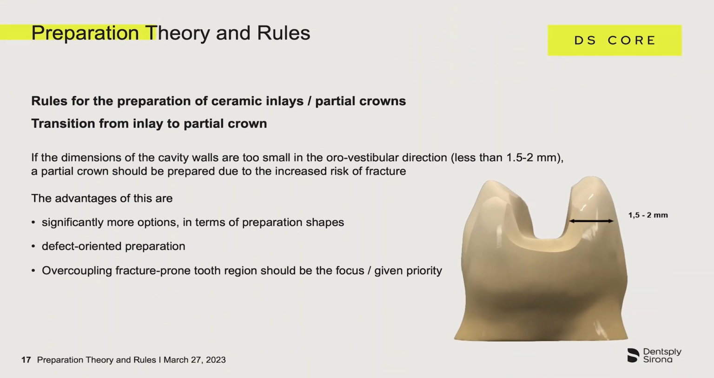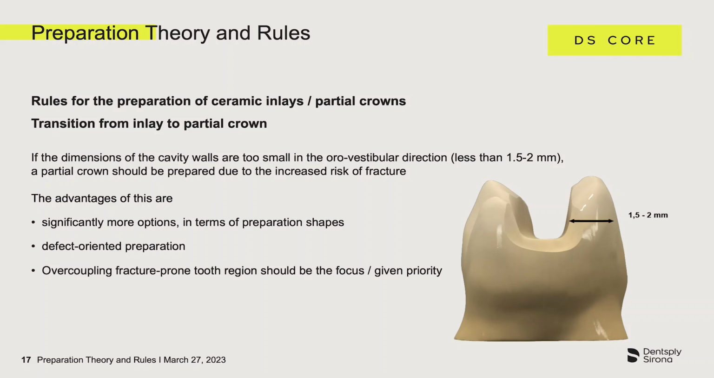Let us now move on to the transition from the inlay to the partial crown. This picture shows us a preparation for an inlay when the cavity walls in the orovestibular direction are too small. That is, less than 1.5 to 2 mm increases the risk of fracture. To minimize the risk of fracture, these walls should be overcoupled to thin walls. That is, a partial crown is indicated here.